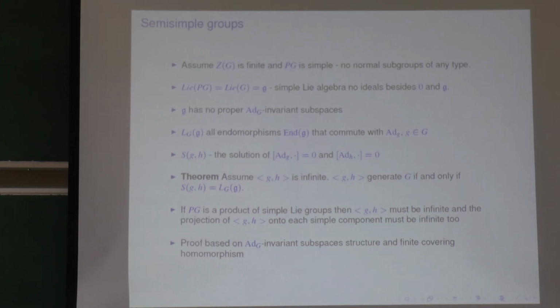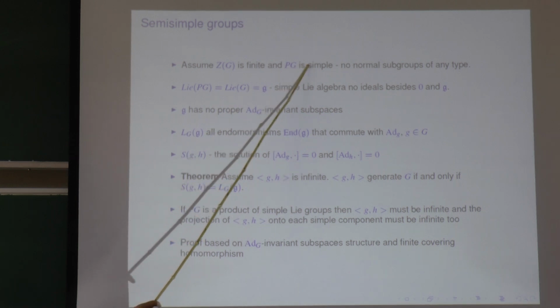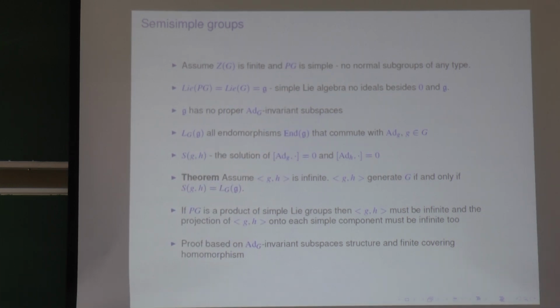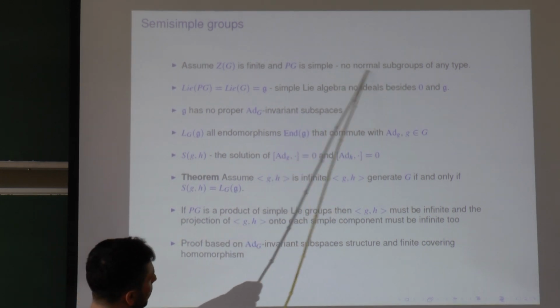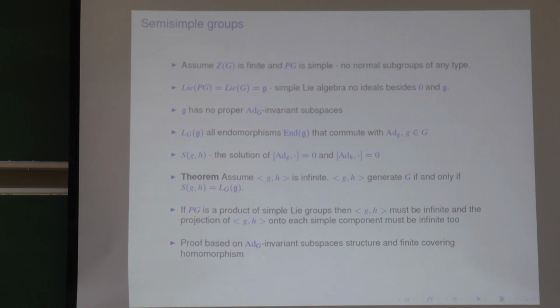So how can we use it? Now I will assume that the center is finite, and I will make one more assumption, namely that this projective group is simple. It could be semi-simple, so then it will consist of several simple components, but just for simplicity, assume now that it's simple. For example, if I take SU(N), then PSU(N) is simple. So it has no normal subgroups of any kind. Then Lie algebras of the projective group and the group itself are the same, and they are simple Lie algebras, which means that there are no proper invariant subspaces with respect to the adjoint action.